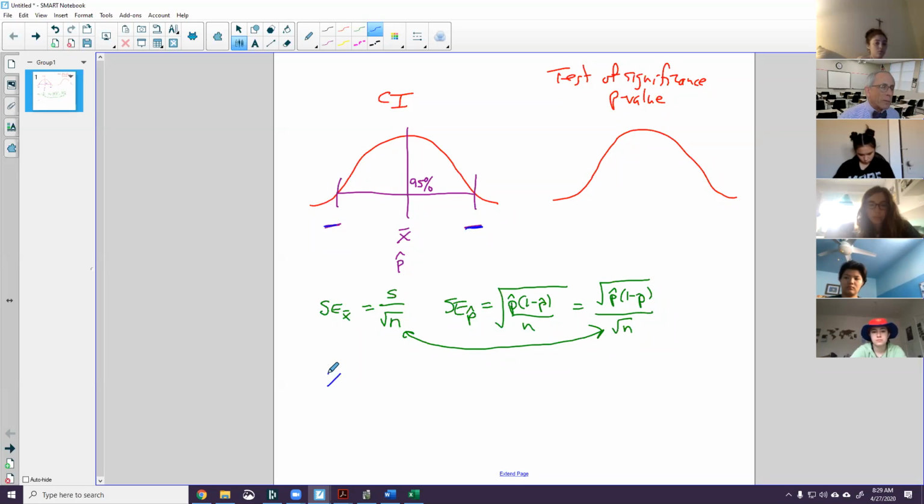I'm going to do this for quantitative first. I'm going to take my mean, and then I'm going to plus or minus my t-score, my t-critical value, times the standard error of the mean.